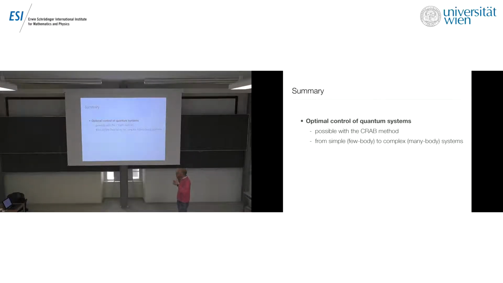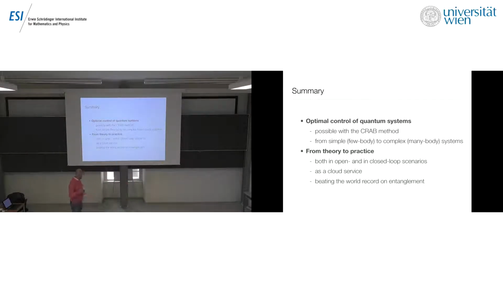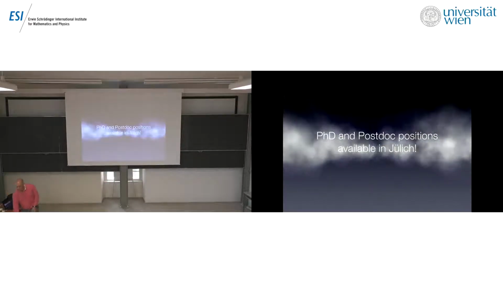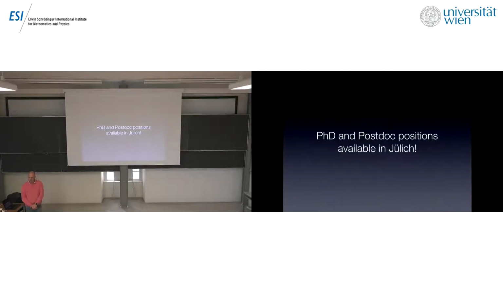Which is simply that it seems to be possible, indeed, to control quantum systems with the CRAB method, not only few-body systems, but also complex many-body systems. It works in open and closed-loop scenarios, as we have defined before. It works also over the internet, and it allows you to create the fattest Schrödinger cat that mankind ever created. And this is it. And of course, I stand ready for questions.